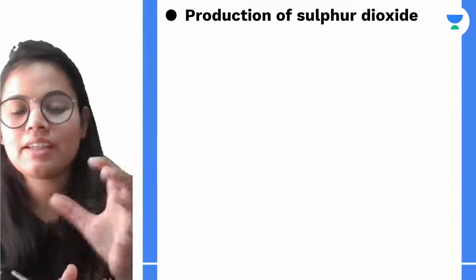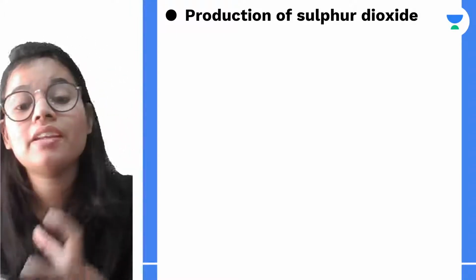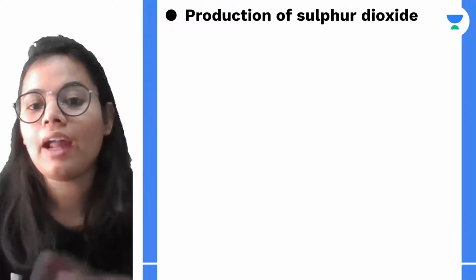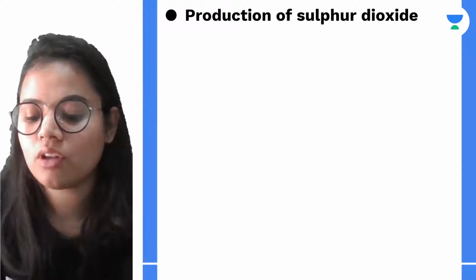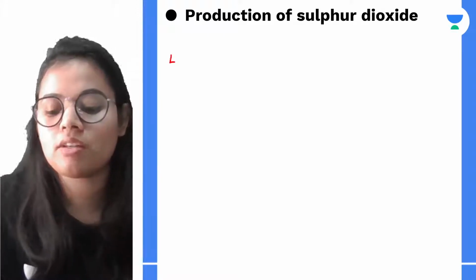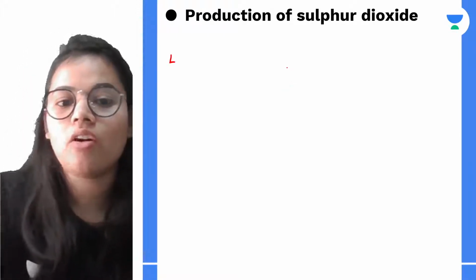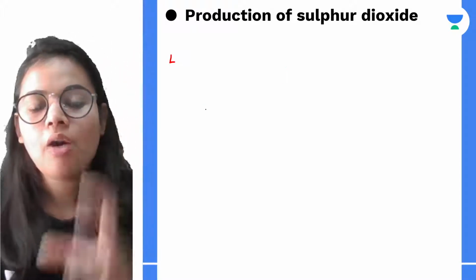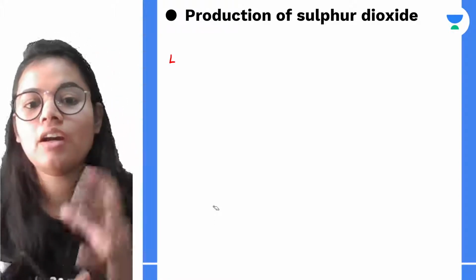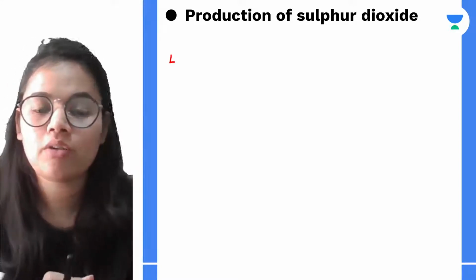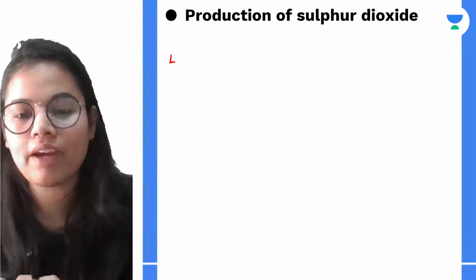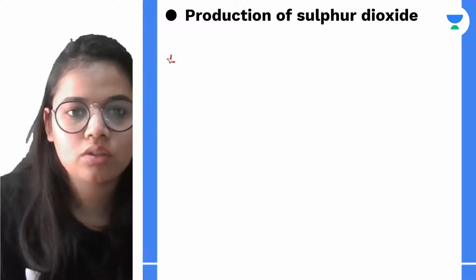Moving on further, this particular process is completed in various steps. Step by step, various things happen, and then we get sulfuric acid. The very first step is the production of sulfur dioxide. How is it produced? Let me note it here. Sulfur dioxide is produced by a roasting method. We have learned about the roasting method in metallurgy. So it is produced by roasting metallic sulfides in air.